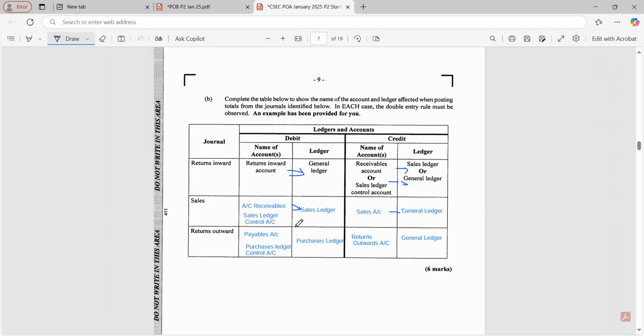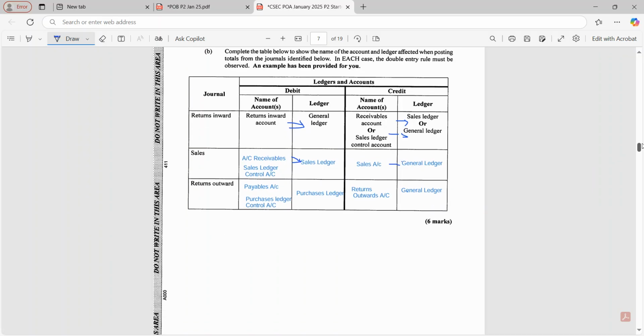All right. For the return outwards, we normally credit return outwards account, debit payables account. Where do we find our payables or our purchases ledger control account? In our purchases ledger. Where do we find our return outwards account? In our general ledger. All right, so as simple as that. That is what they're asking you to tell them.